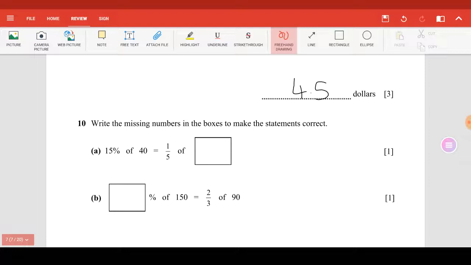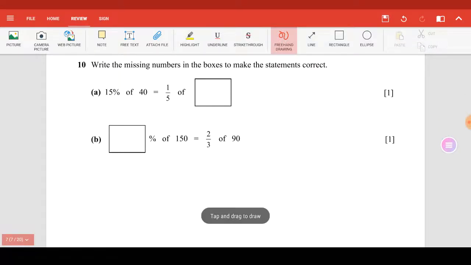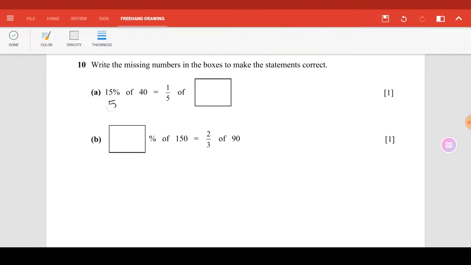Write the missing numbers in the boxes to make the statements correct. As you see, it's 15%. You can write 15 over 100, or you can calculate it by your calculator. 15 over 100 multiplied by 40. The answer will be 6. I'm trying to do it without a calculator. So yes, it's clear, this will be 6. On the other side it will be half of x.